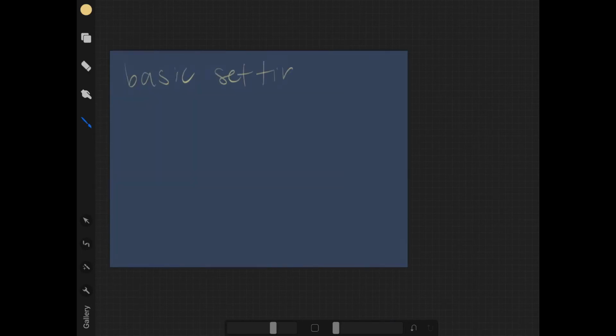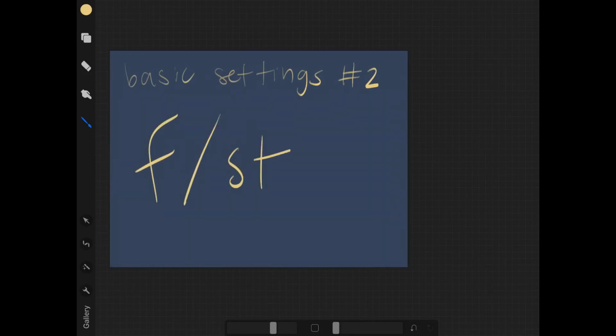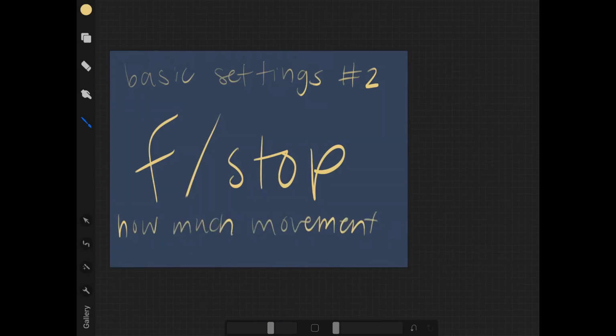Now that we feel comfortable with ISO, we are going to step into the next setting, which is the f-stop. F-stop is super important, and it basically determines how much movement will be captured in a picture.